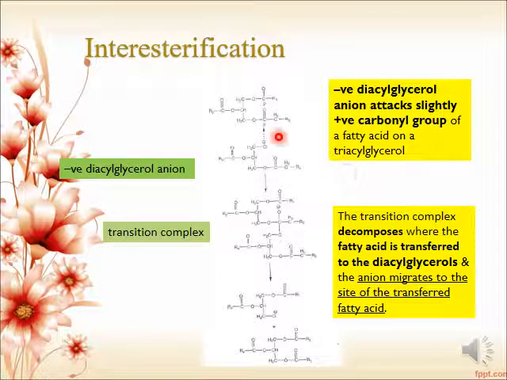The negative diacylglycerol anion will attack the slightly positive carbonyl group of the fatty acid, okay, on the triacylglycerol, and then it will form a transition complex, okay, and this transition complex decomposes where the fatty acid will be transferred to the diacylglycerol, and the anion will migrate to the site of the transferred fatty acid.